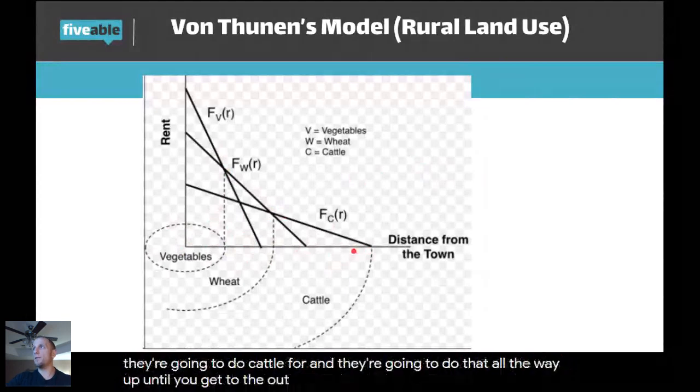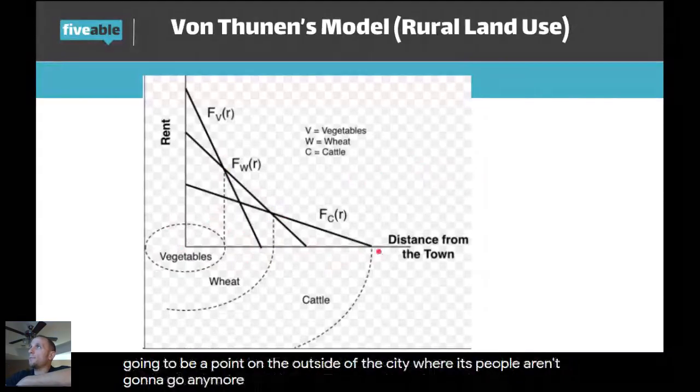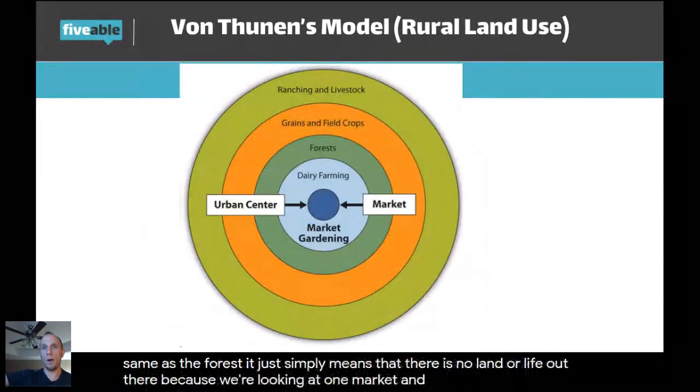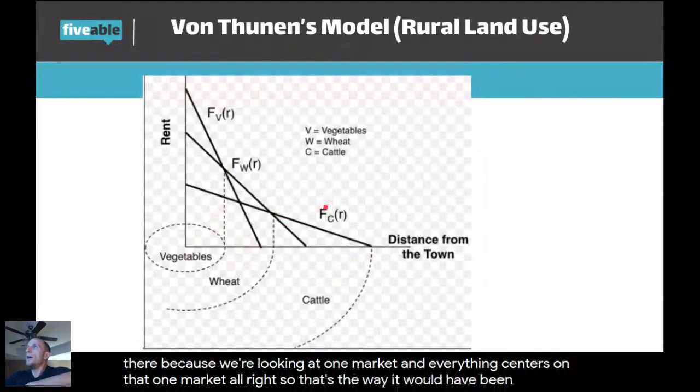And believe it or not, there is going to be a point on the outside of the city where people aren't going to go anymore. And according to this, and there's no outer ring here, maybe there should be, but everything that's on the outside of the ranch and livestock, von Thunen called the wilderness. Okay. It's not the same as the forest. It just simply means that there is no land or life out there because we're looking at one market and everything centers on that one market. All right. So that's the way it would have been explained.